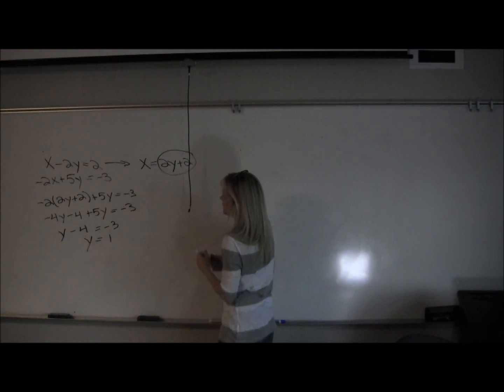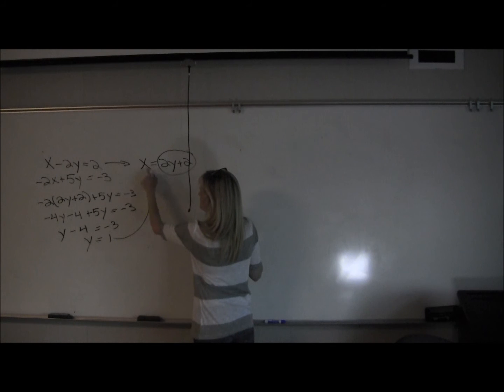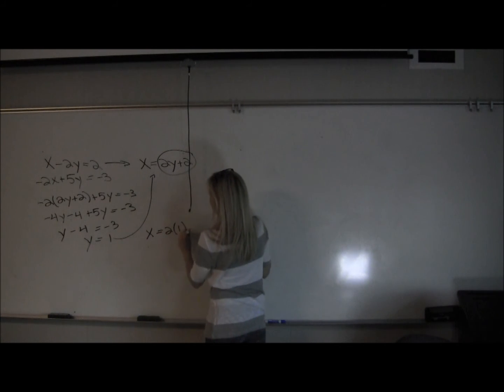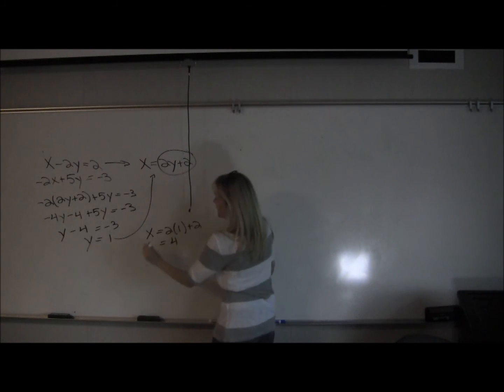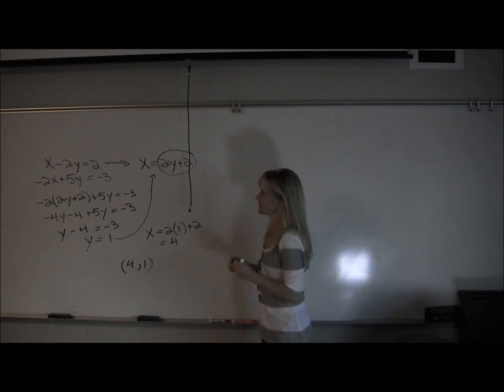Now, if I plug the 1 back into my, I'll use this because it's identical to the original equation. If I plug 1 in here, I get x equals 2 times 1 plus 2, which is 4. So my solution is 4, that's my x, and 1 is my y. That's my ordered pair, that's my solution.